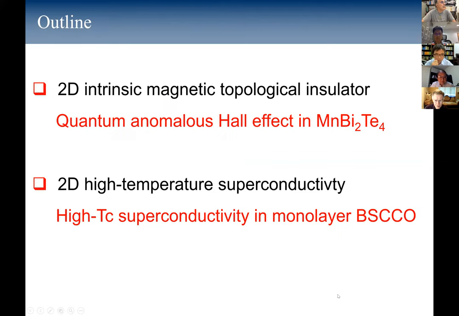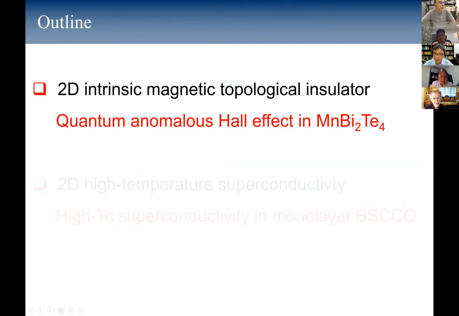In particular, I will talk about our recent observation of the quantum anomalous Hall effect in manganese bismuth telluride, the 1-2-4 structure, and also talk about two-dimensional high-temperature superconductivity that we see in monolayer BSCCO. So let me start with the quantum anomalous Hall effect.